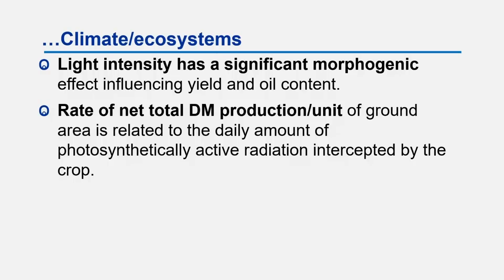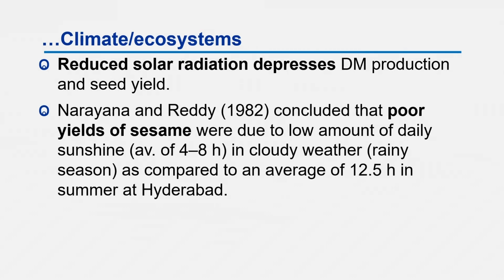So the rate of net total dry matter production per unit of ground area is related to the daily amount of photosynthetically active radiation intercepted by the crop. Reduced solar radiation depresses dry matter production and seed yield, as I have just told you, because it reduces photosynthesis. Narayana and Reddy 1982 concluded that poor yields of sesame were due to low amount of daily sunshine, averaging just 4 to 8 hours in cloudy weather in the rainy season, as compared to an average of 12.5 hours in summer at Hyderabad.